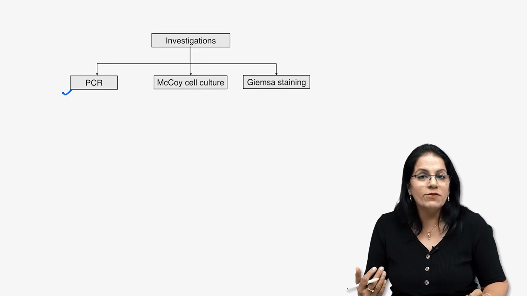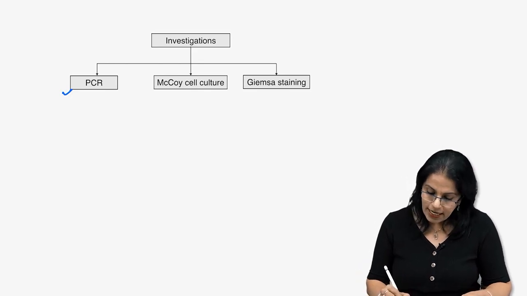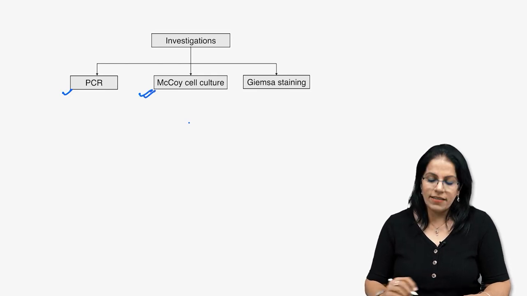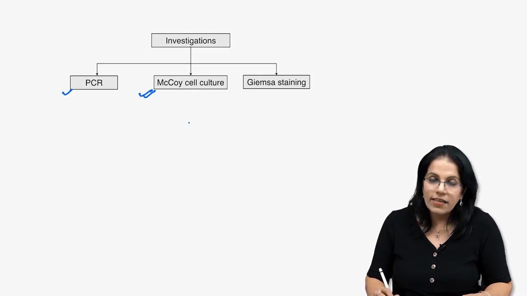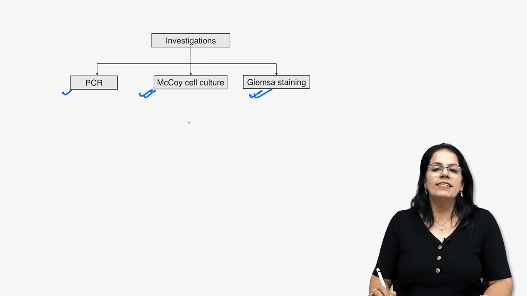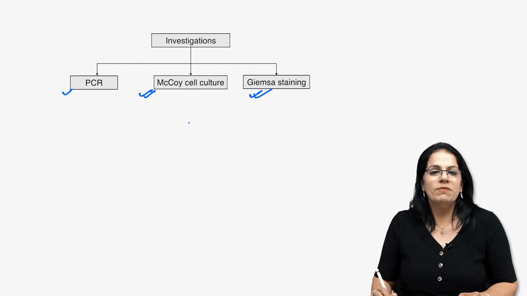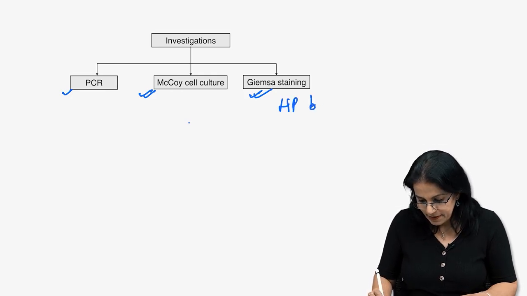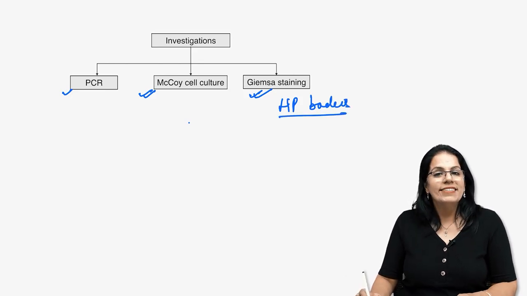But yes, if you have to go for cell culture, you should know it is McCoy cell culture in case of chlamydia infections. And Giemsa staining is mainly for these HP bodies. So, these are the investigations that we can go for.